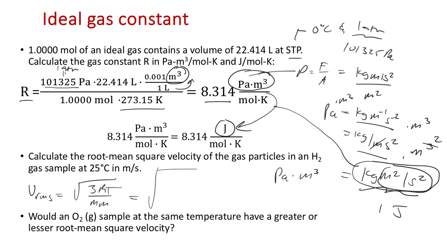So I'm going to take the square root of 3 times, now the gas constant, I want it to be this 8.314 joules per mole Kelvin. And then I'm going to multiply that by 298 Kelvin. Of course, I have to go to Kelvin.